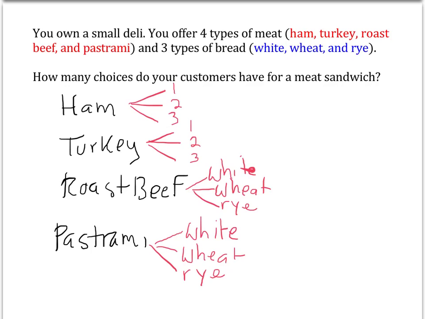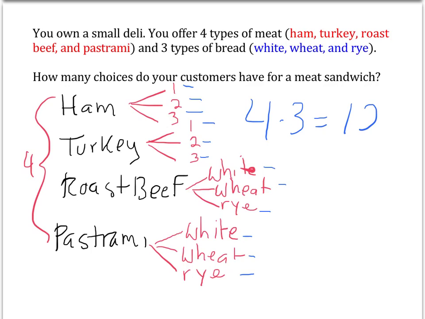So the question is, how many choices do your customers have for a meat sandwich? Well, there were 4 choices for meat, and there are 3 choices for bread. So, mathematically, we know that in total there are 1, 2, 3, 4, 5, 6, 7, 8, 9, 10, 11, 12, or 4 times 3. So there were 12 different choices. This is an example of the fundamental counting principle.